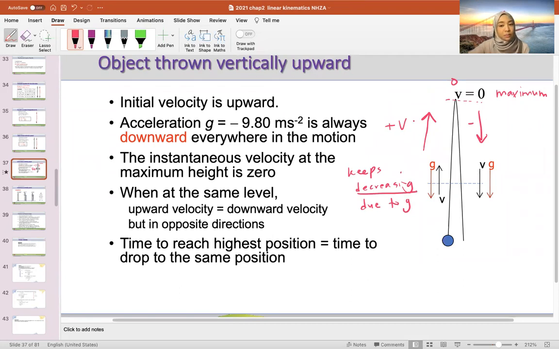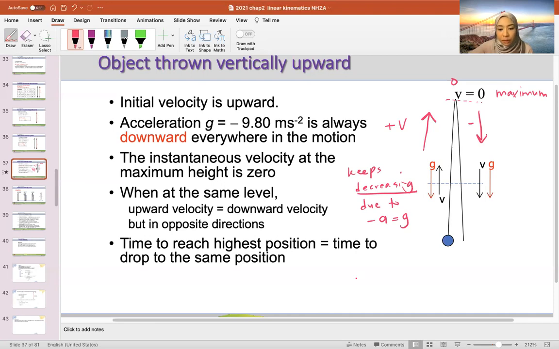Dia punya symbol is positive because it's going up, but it keeps on decreasing due to negative acceleration by gravity, due to negative a ataupun equals to g. Okay, g is going down, so dia tarik v tu, it decreases the v lah.